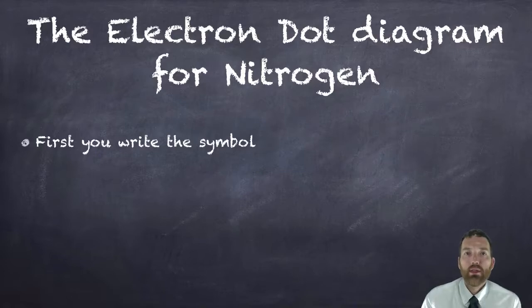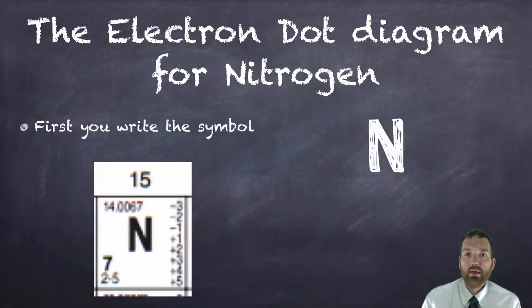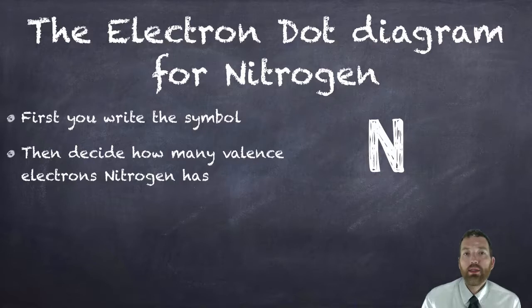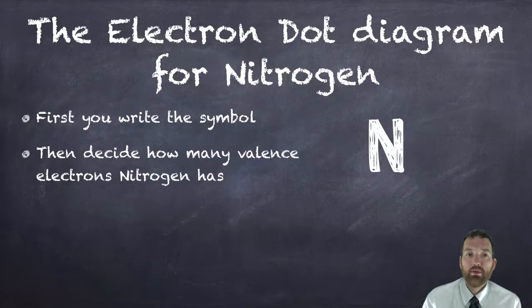So let's do the electron dot diagram for nitrogen. First we need to write the symbol for nitrogen. If you don't know it, you need to find it using Table S in your reference table. But nitrogen is element number 7, so it has the symbol of N. Then you need to decide how many valence electrons nitrogen has. If you look at its configuration, you see the last number is 5. Or you'll notice that element 7 is in group 15. So all of 15 have 5.